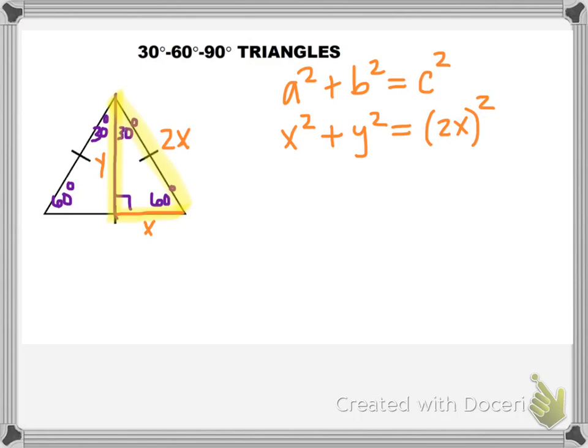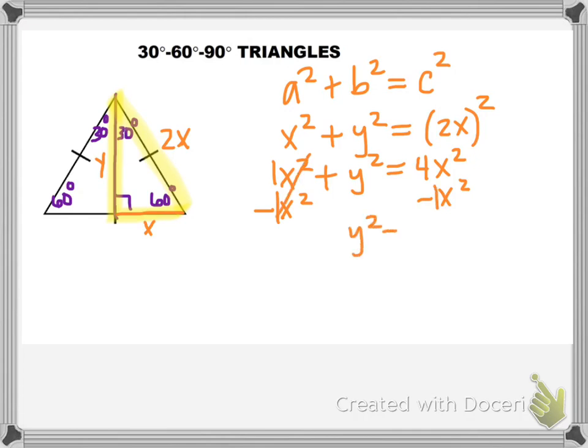The first thing I need to do is square that 2x on the right side. We're going to square both parts, the 2 and the x. 2 squared is 4. x squared is x squared. The next thing I'm going to do to try to get y squared by itself is move that x squared from the left to the right by subtracting it on both sides. Remember, this is like subtracting 1x squared. The x squareds on the left cancel, so I've got y squared. On the right, 4x squared minus 1x squared is 3x squared.